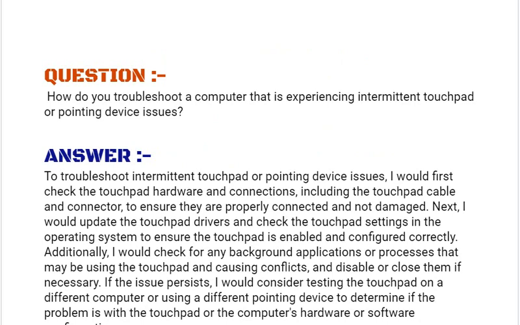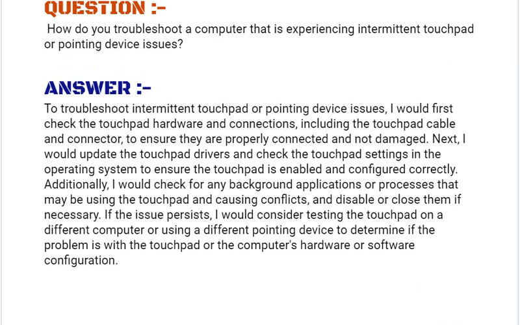Our interview question based on CompTIA A Plus Code 2 is: how do you troubleshoot a computer that is experiencing intermittent touchpad or pointing device issues? Your answer should be to troubleshoot intermittent touchpad or pointing device issues.